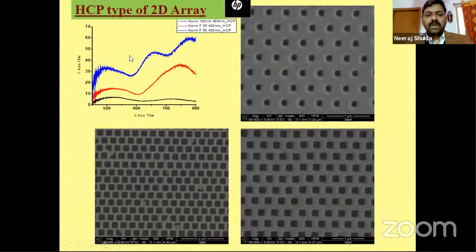This is a hexagonal close packed array. Okay, this is for surface plasmonic application. The left side basically tells you the transmission, and that is the left.